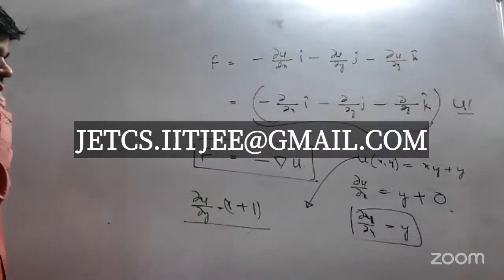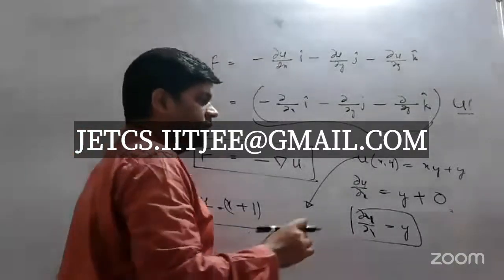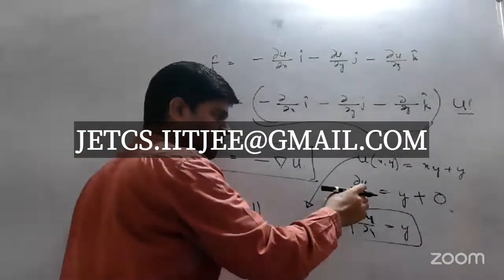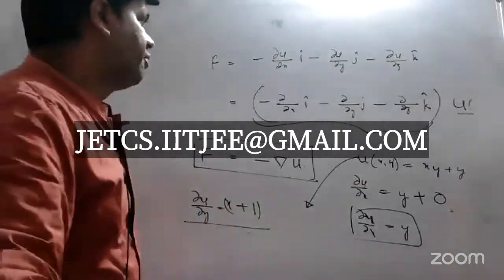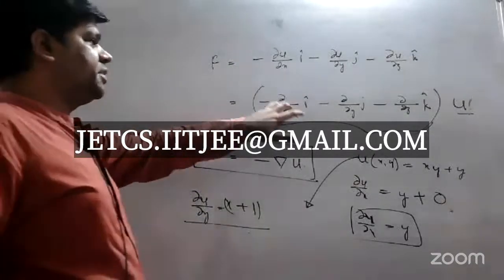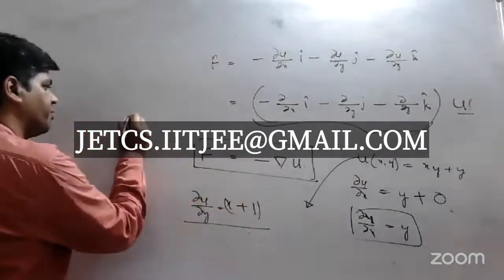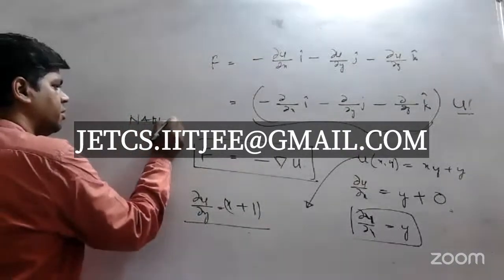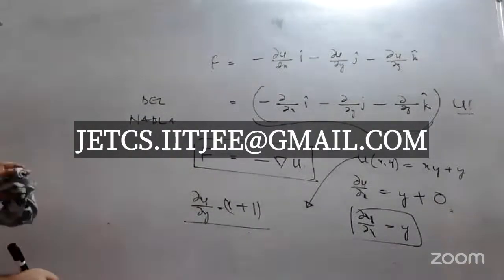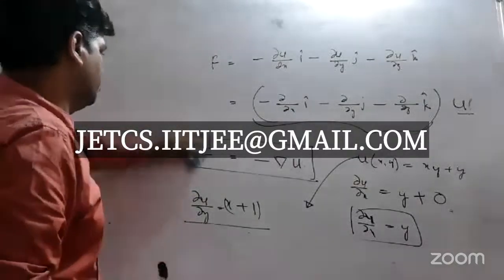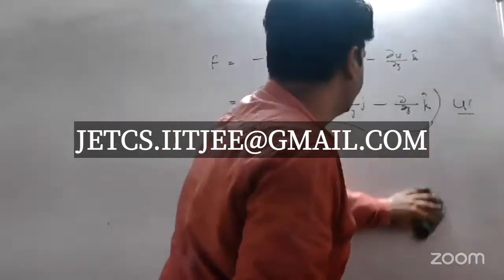Is it clear? It is the same as differentiation, but the difference is you treat the other variables, except the variable with respect to which you are differentiating, as constants. All right, is it clear? F is given as minus del U. It's called the del operator or nabla operator. I can read this as F is equal to minus del U. If you want me to repeat anything, please let me know.